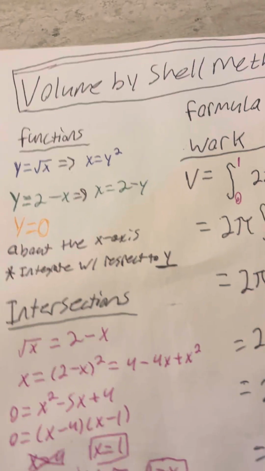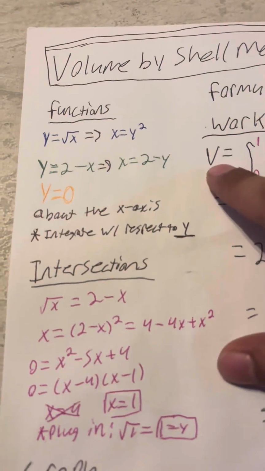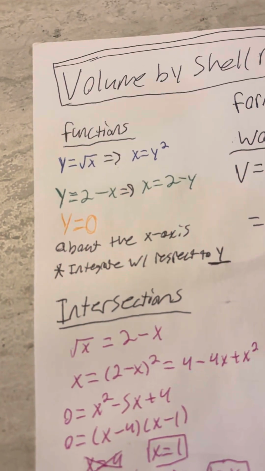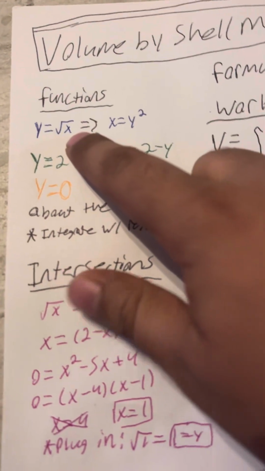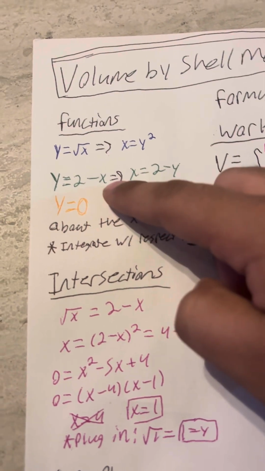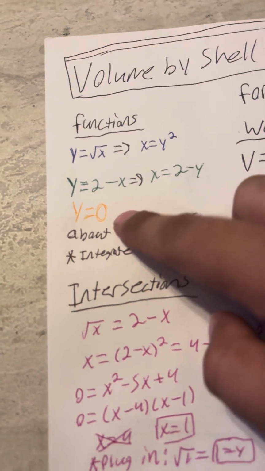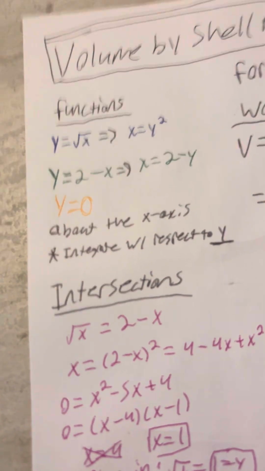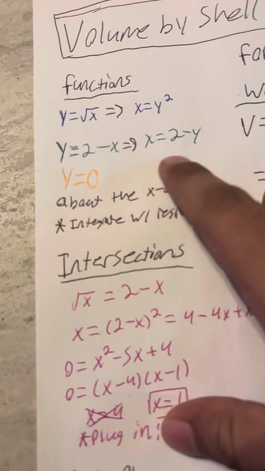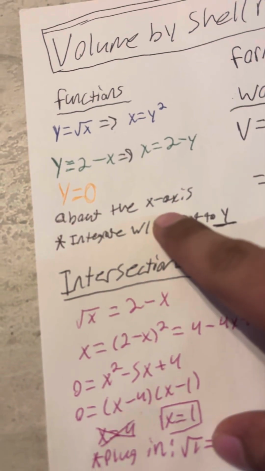Now for the second question, I have to find the volume of a different shape using the shell method. Now the functions that make up my region, I have y equals the square root of x and y equals 2 minus x. And also y equals 0, which is just my x-axis. I have to find the volume as it rotates about the x-axis.